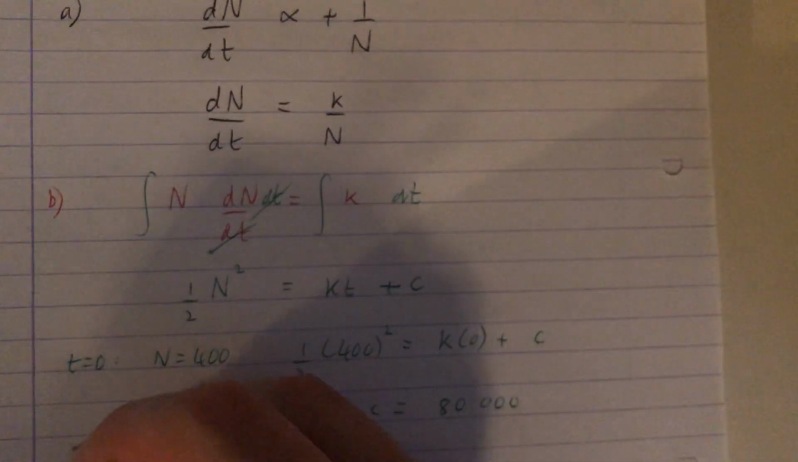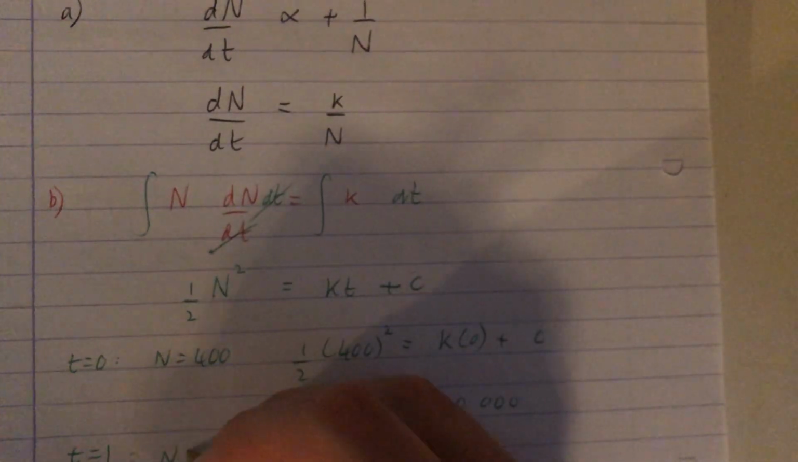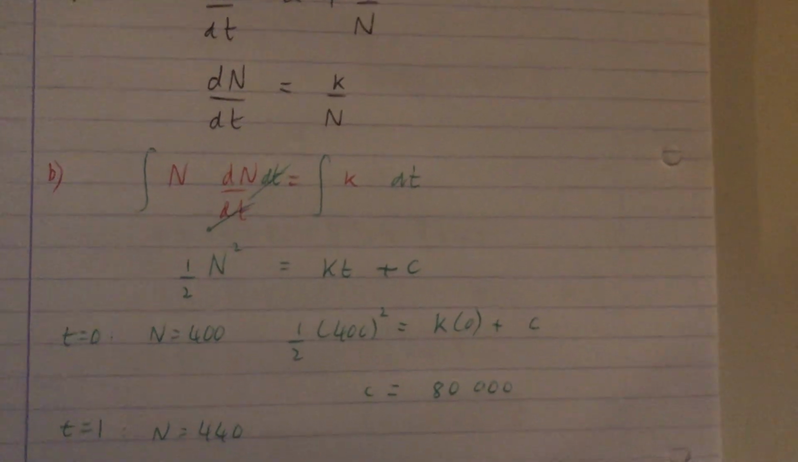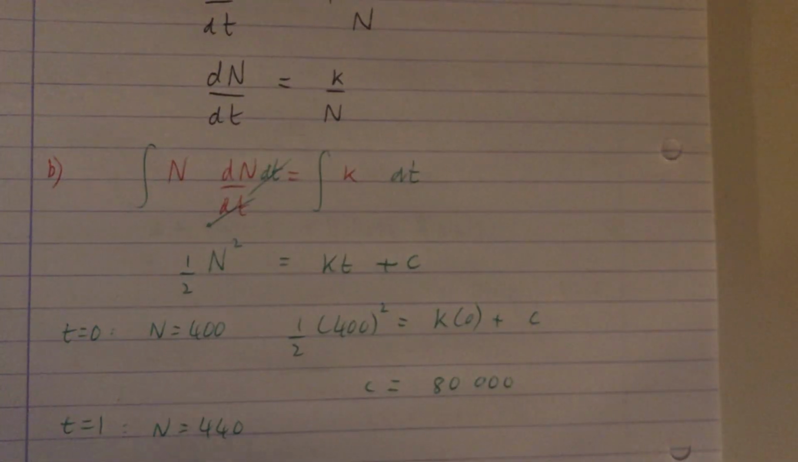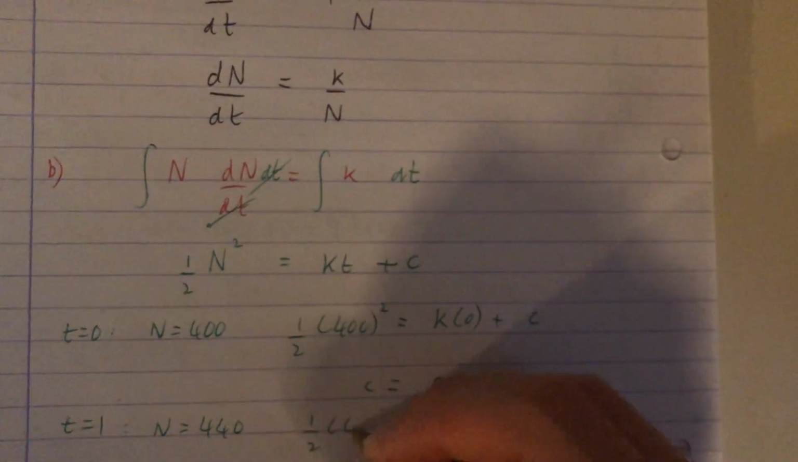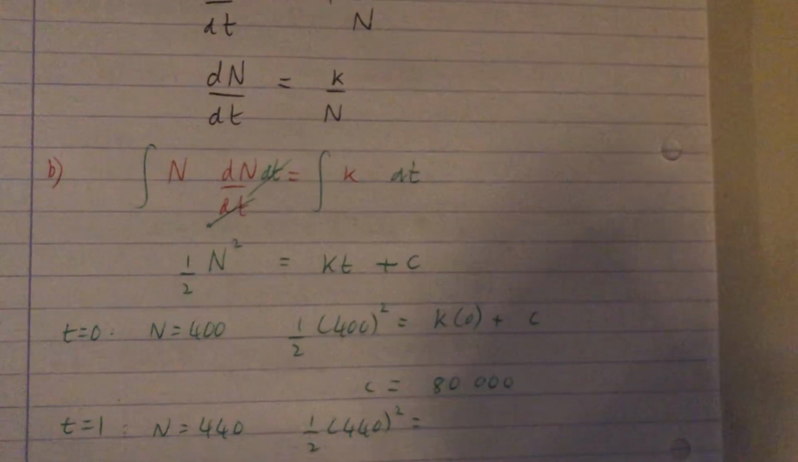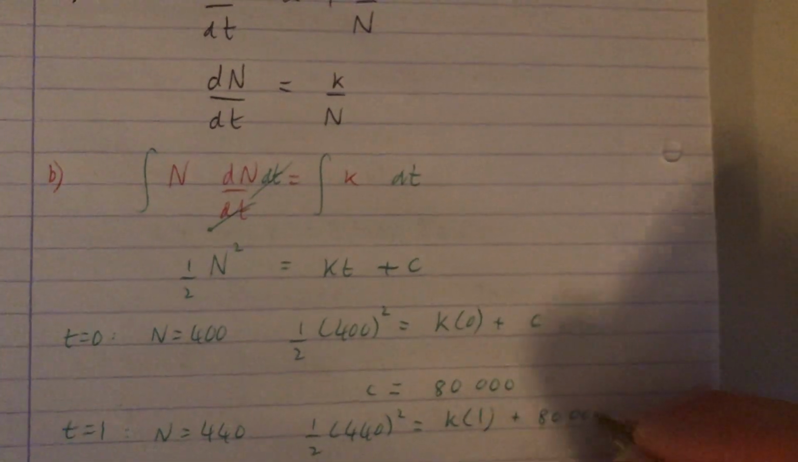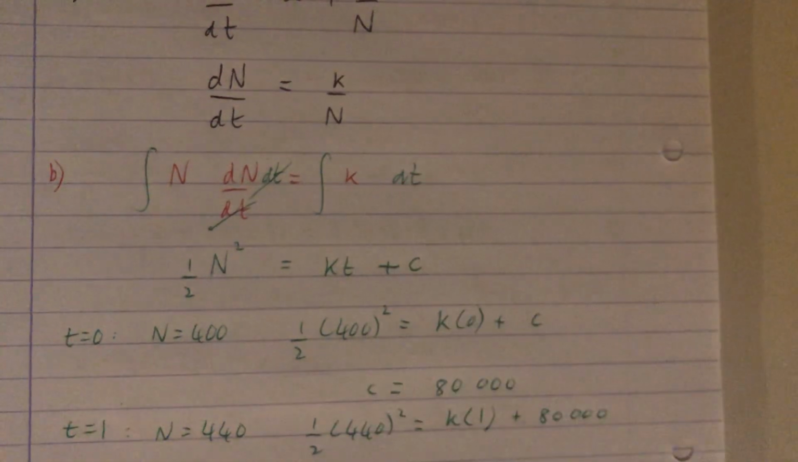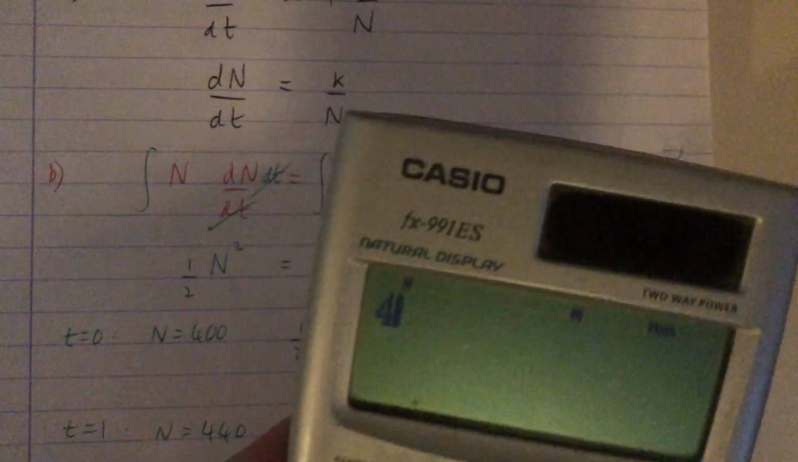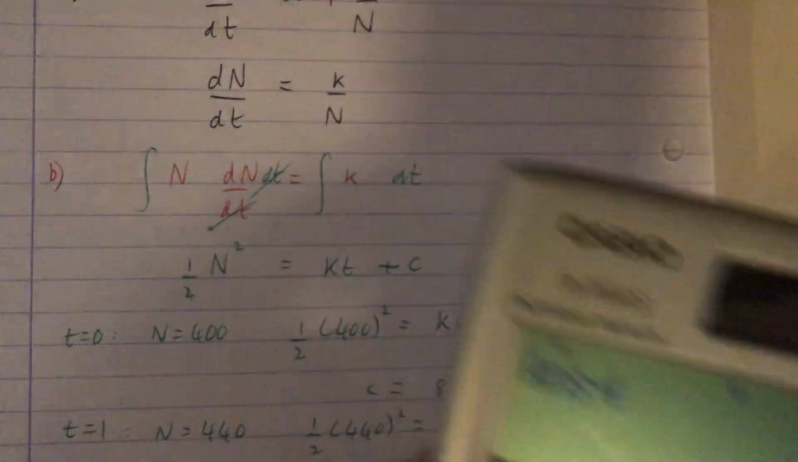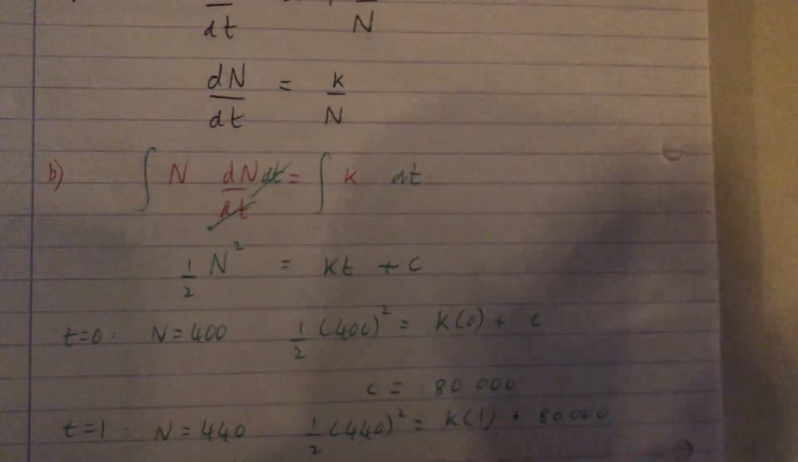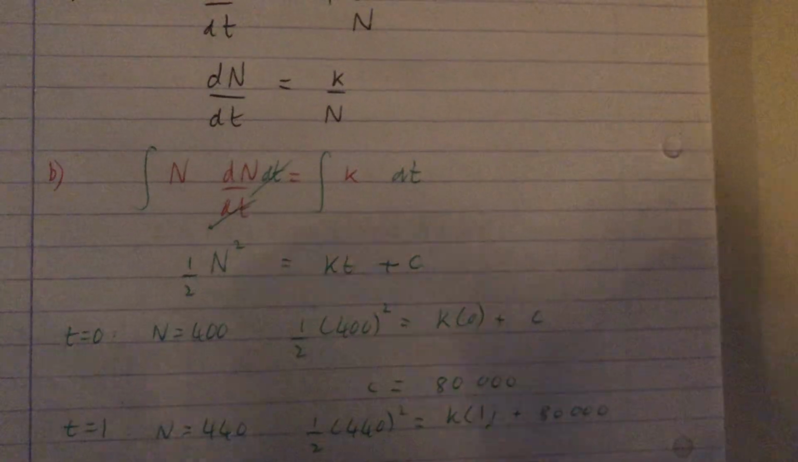But why did they give you another initial condition? They also give you t is equal to 1 and n is equal to 440. And that is to work out the other missing letter, which is the letter k. So you need to do that as well. So a half 440 squared is equal to k times 1 plus c, which we now know is 80,000. And if you make k the subject by doing 440 squared, times in by a half, and subtracting 80,000, you get k is 16,800.